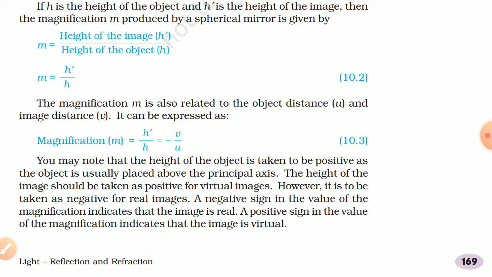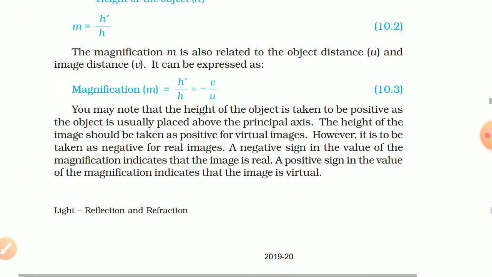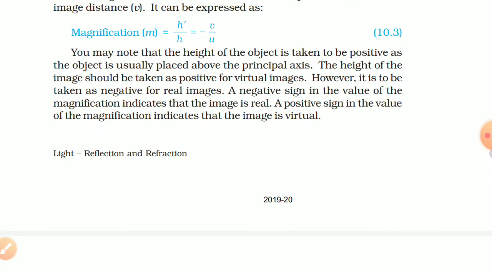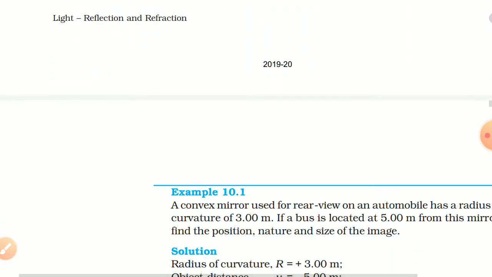The height of the image should be taken as positive for virtual images. However, it is to be taken as negative for real images. A negative sign in the value of the magnification indicates that the image is real. A positive sign in the value of the magnification indicates that the image is virtual. This point you will understand when we solve the sum.